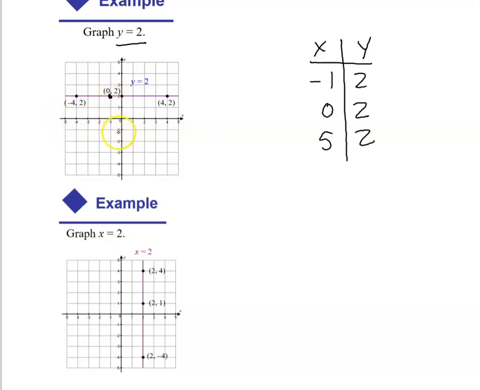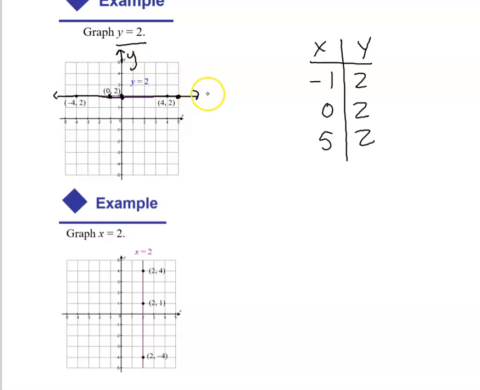So even they've plotted some other points here, but if we plot negative 1, 2, that would be here. If we plotted 0, 2, that's here. If we plotted 5, 2, that's here. So you can see that everything would be on this line that goes through, right? This is your y-axis.